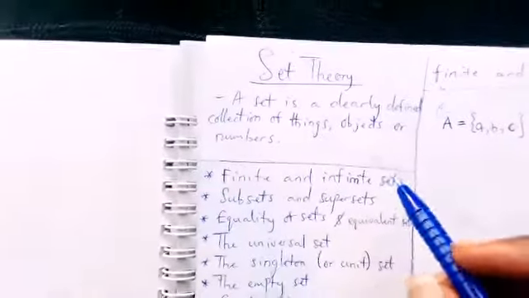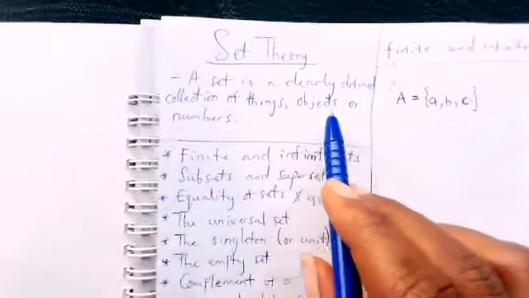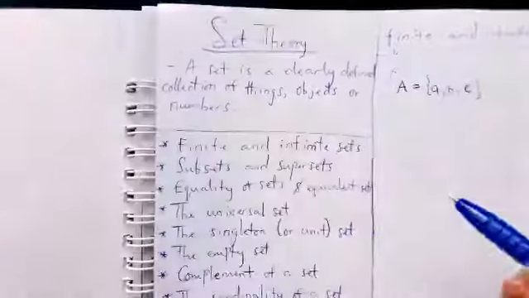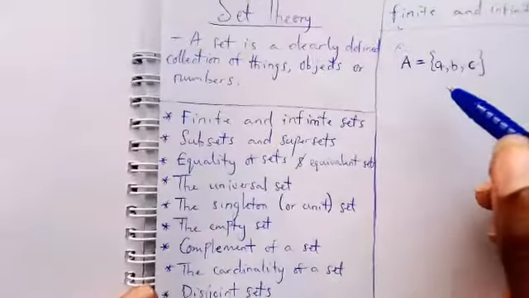The concept of set theory. A set is a clearly defined collection of things, objects, or numbers. Now we have finite and infinite sets.